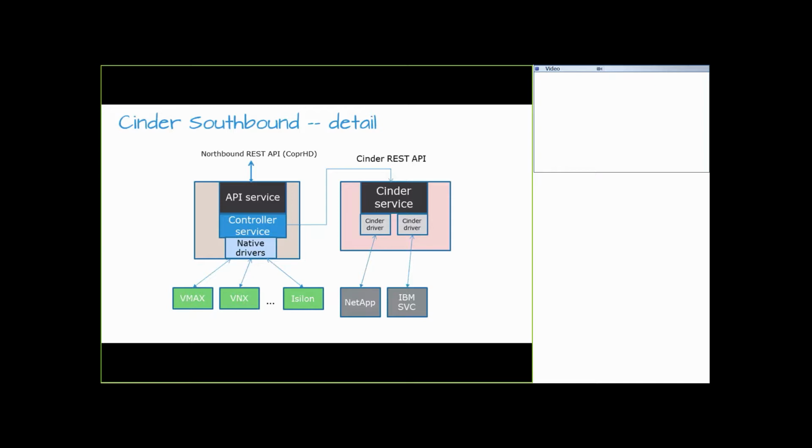So this goes into a little bit of detail on how we do this outbound. Essentially, we are using the REST API. Yesterday, Tom talked about the API service and control service. This is a kind of pseudo driver that sits in the control service, and it's a common driver for all the third-party arrays. We still have native drivers for natively controlled arrays, and this pseudo driver talks to Cinder, and through Cinder it can talk to any of the third-party arrays.